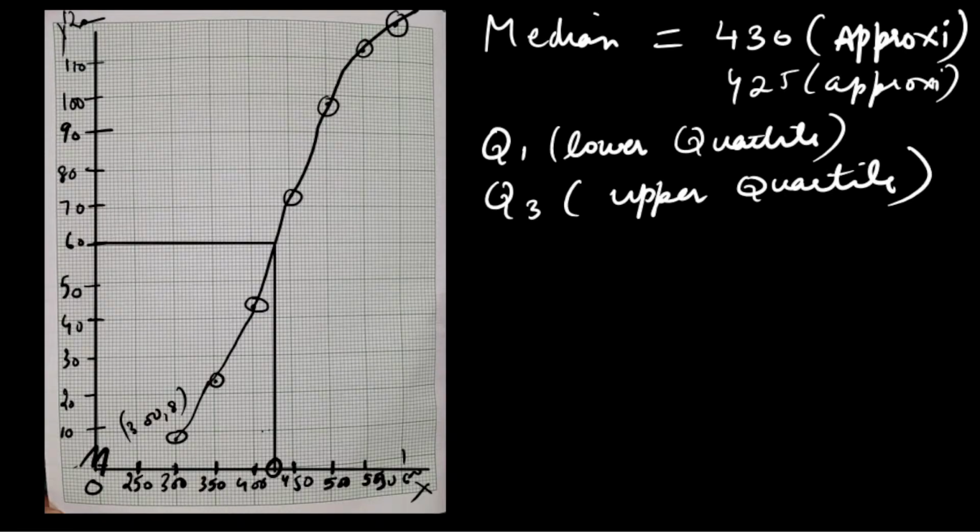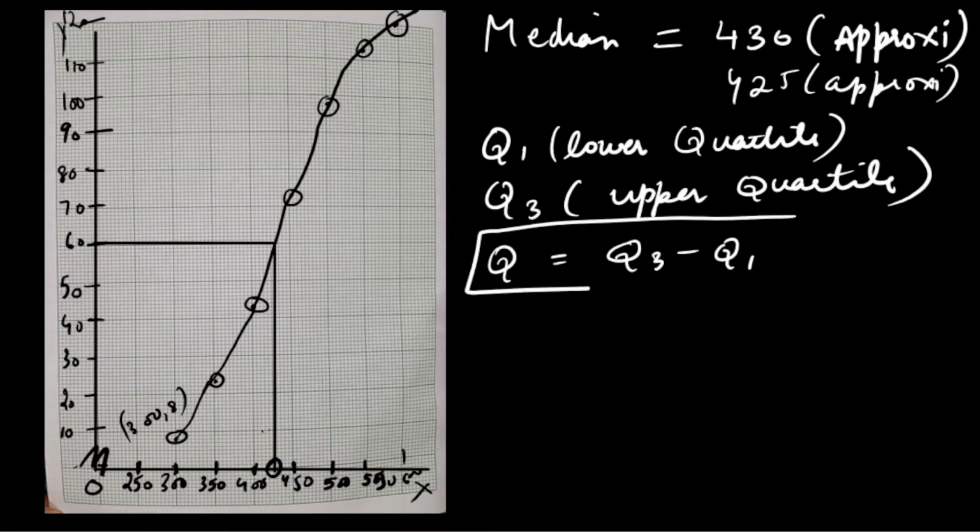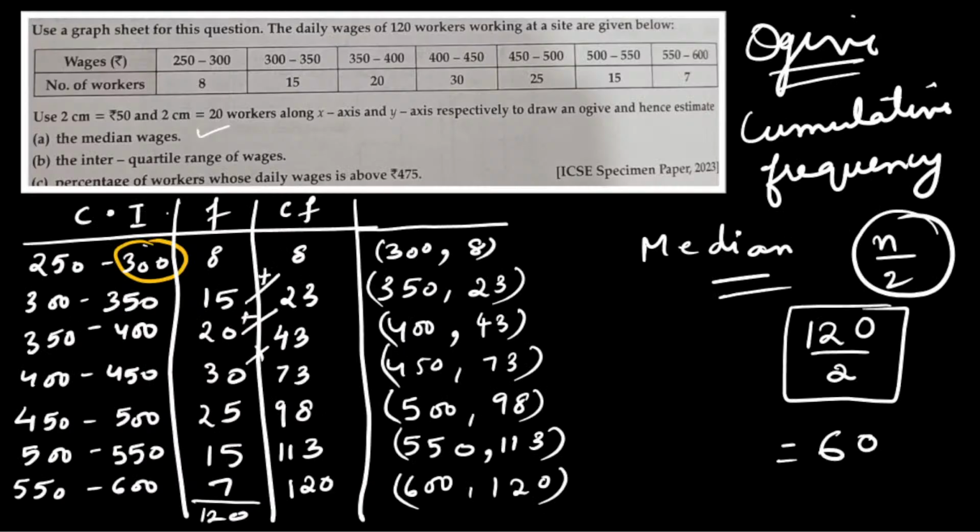So quartiles also we can find with the help of the ogive curve only, and interquartile range we'll write with Q, that is Q3 minus Q1. So basically in this question we have to find the interquartile range, that is Q. Here also I'll write Q is equal to Q3 minus Q1, that is interquartile range. So Q3 we can find with the help of the graph.